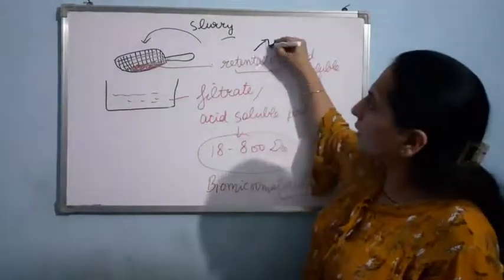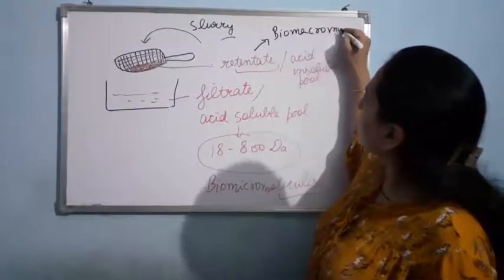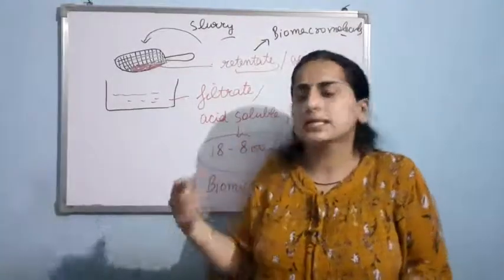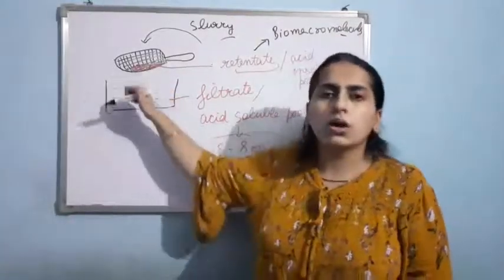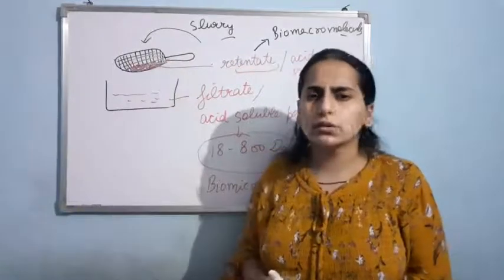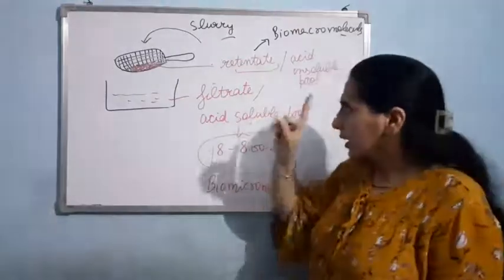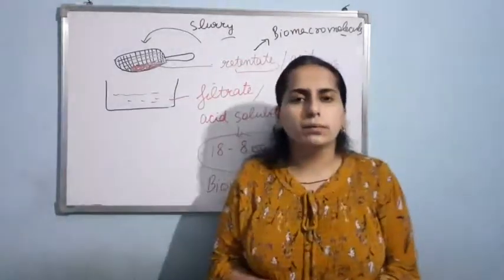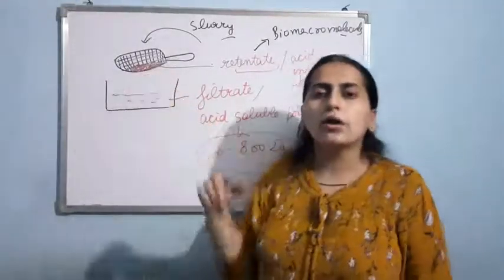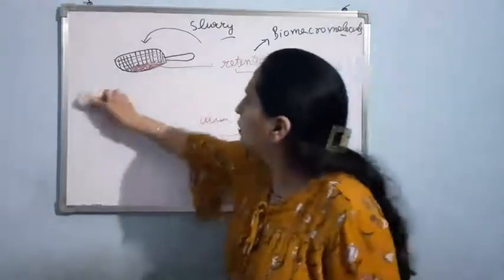So retentate contains biomacromolecules. You can remember it like that. They are macro, they are big in size, so they will not be able to cross the cotton cloth or the cheese cloth, whatever we are using here for the filtration purpose. Am I clear? But there is a point to remember. In the retentate, as I told you, biomacromolecules will be there. Let me give you the example of biomacromolecules first.